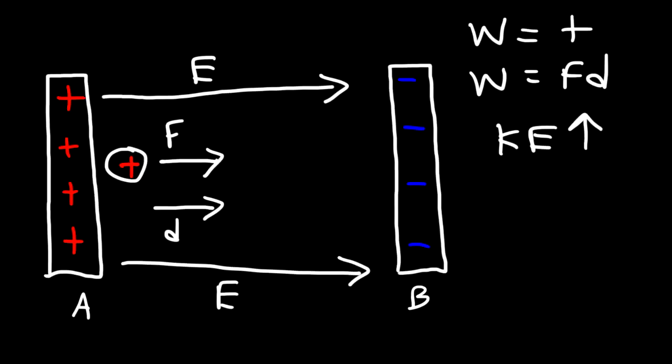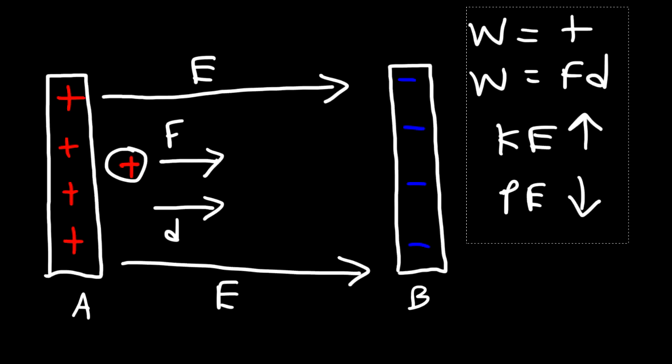Because the work done is positive, the kinetic energy of the object is increasing. And also the fact that the object is speeding up. It's moving from rest and it's accelerating towards the right. So anytime the speed of an object increases, the kinetic energy increases. And if the kinetic energy increases, that means that the potential energy must be decreasing.